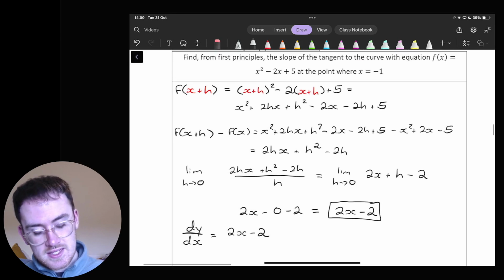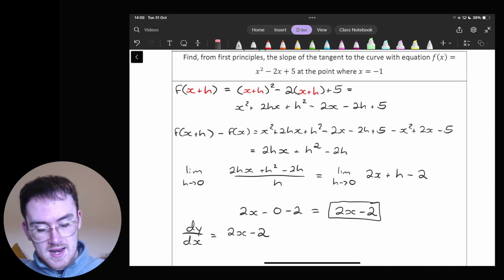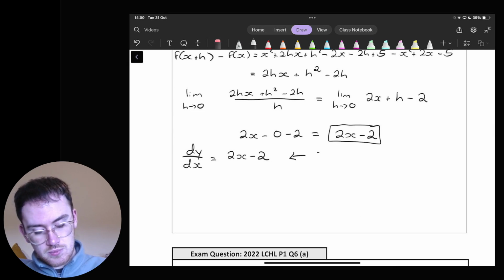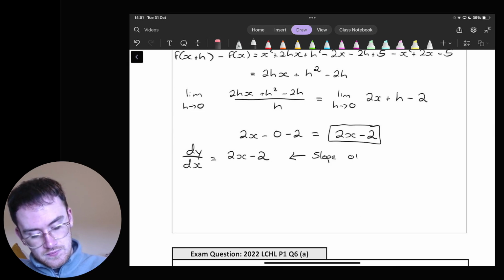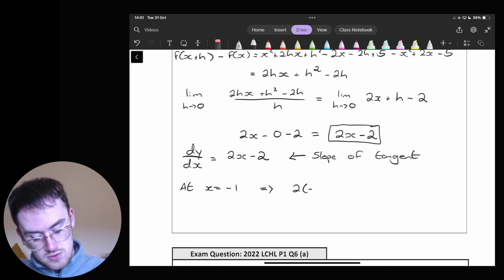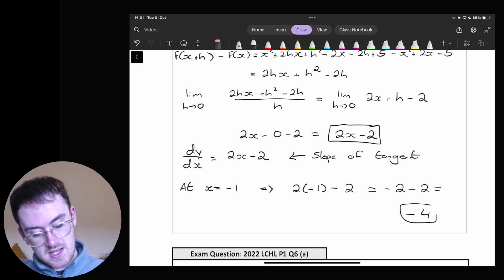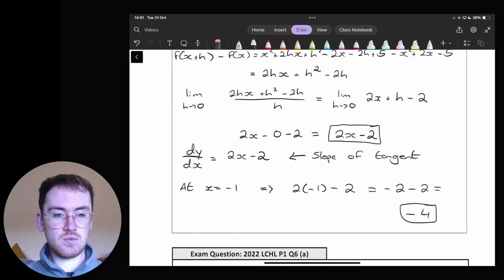And we want to find the value of that when x equals minus 1. Remembering that our derivative is the slope of the tangent to the curve, when x equals minus 1, I can sub that into this slope formula, if you like. So 2 times minus 1, minus 2, gives me a value of minus 4. So when x is minus 1, the value of my slope is minus 4.